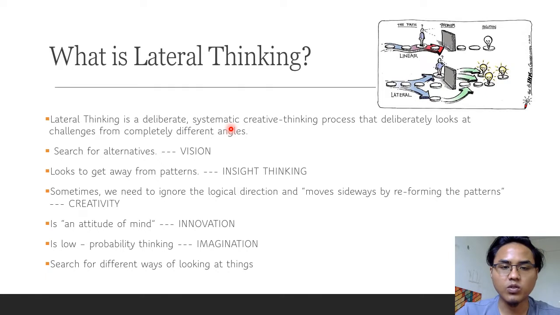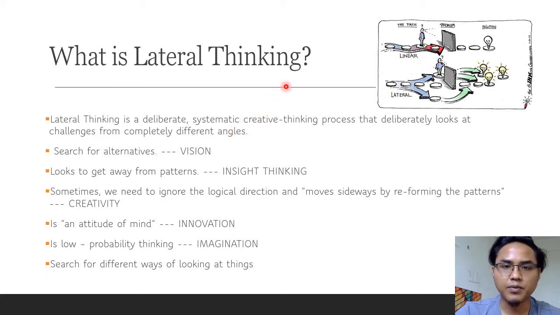Sometimes we need to ignore the logical direction and move sideways by reforming the patterns, which in other words we call creativity. It is an attitude of mind, which is innovation. It is low probability thinking, which we use to generate more imagination so that we can solve the problem with a different way of looking at things.